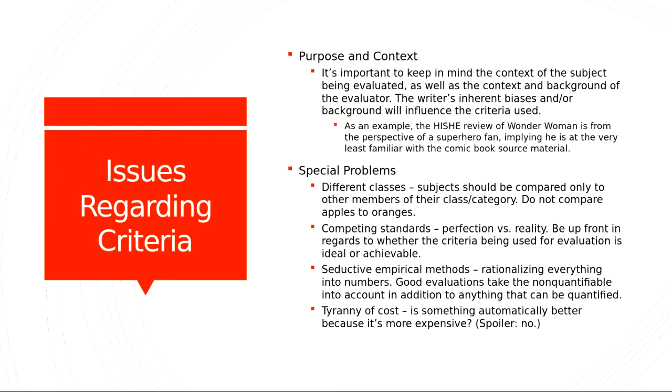So the next part is some issues in regards to criteria. First off, purpose and context. It's important to keep in mind the context of the subject being evaluated, as well as the context and background of the evaluator. A writer's inherent biases and background influence the criteria used. As I mentioned, How It Should Have Ended's review of Wonder Woman is from the perspective of a superhero fan, implying he is at the very least familiar with the comic book source material. At one point, he actually says that he was wondering why they cast Gal Gadot, because Wonder Woman is supposed to be muscular. He initially thought she wasn't up to the task, but eventually changed his mind.